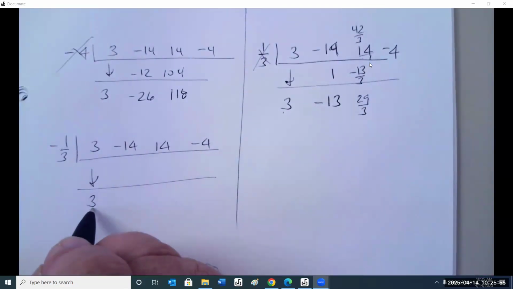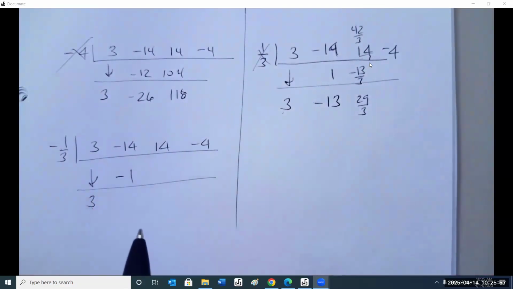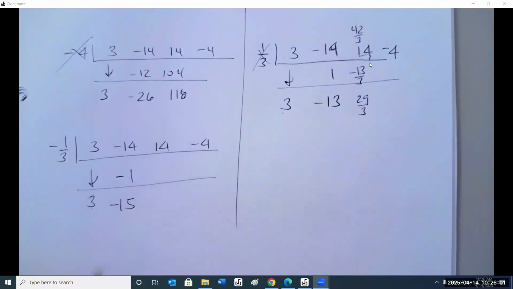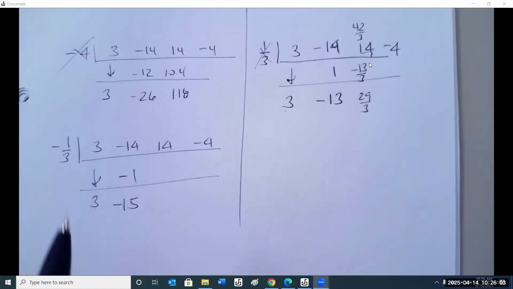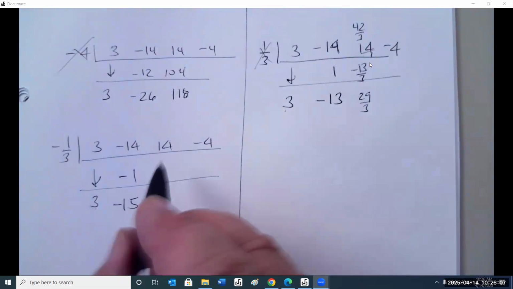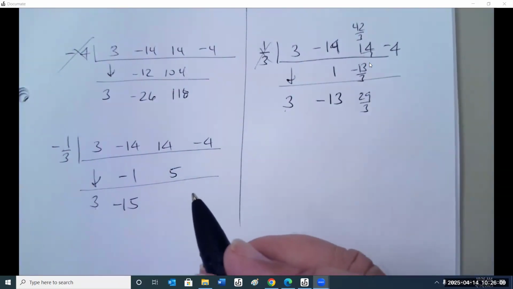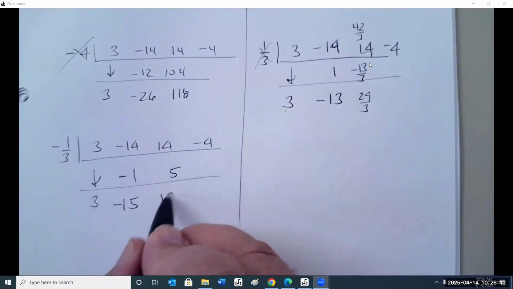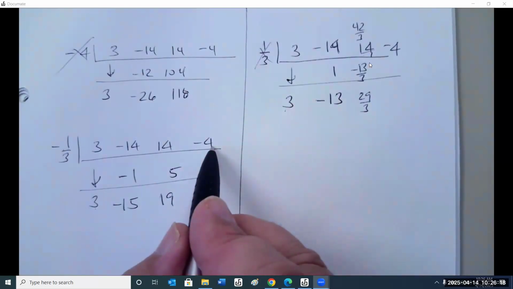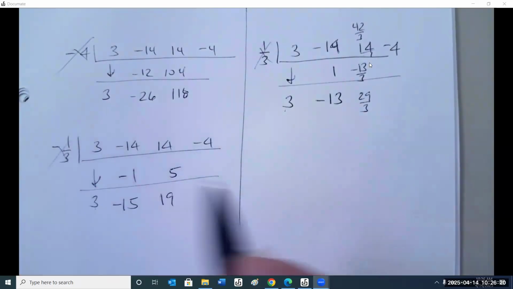Negative 1/3 times 3 is negative 1. Negative 14, negative 1, negative. Oh, looks promising. Because negative is a positive. 1/3 of 15 is 5. 14 plus 5 is 19. Nope, it's not gonna work because now we have a number that's not divisible by 3. Because we need to have a constant. So that one's not gonna work.